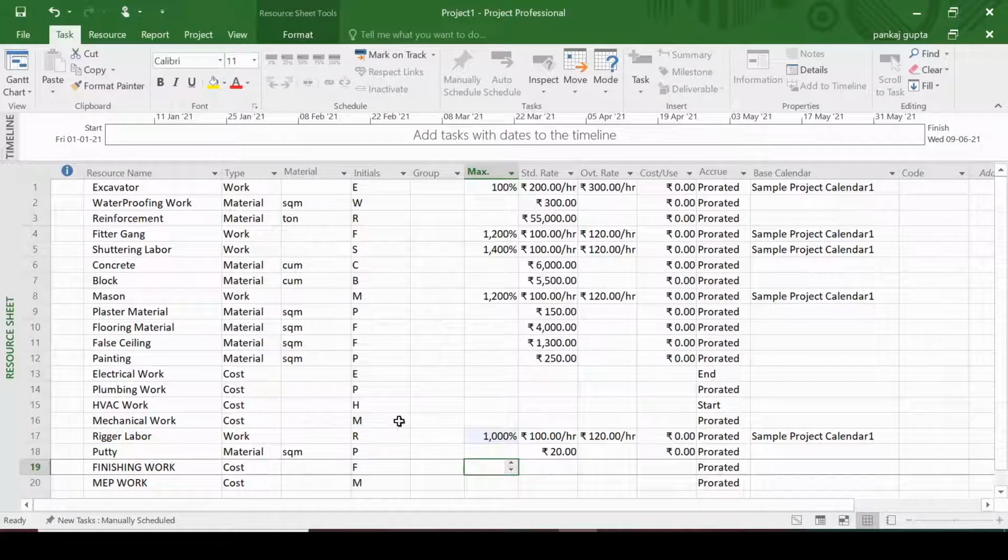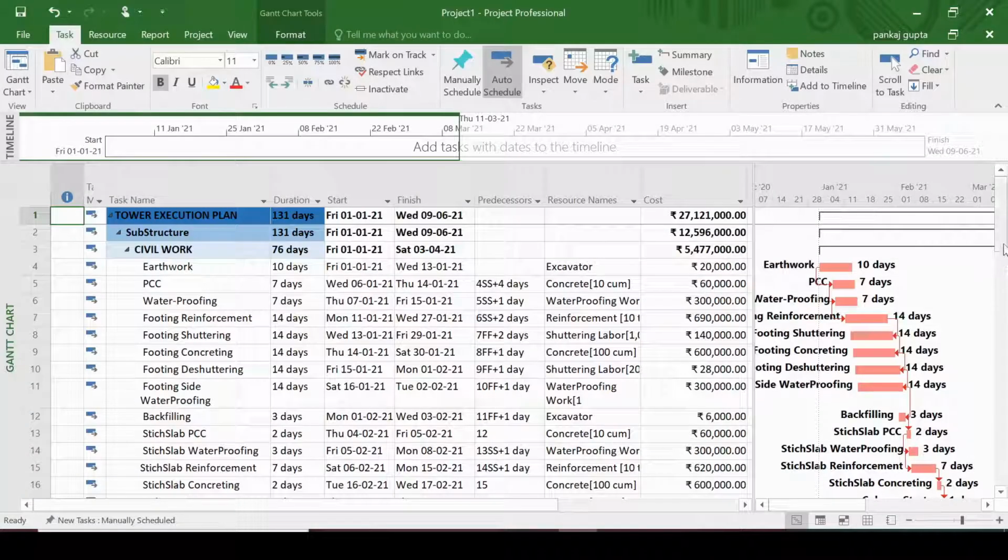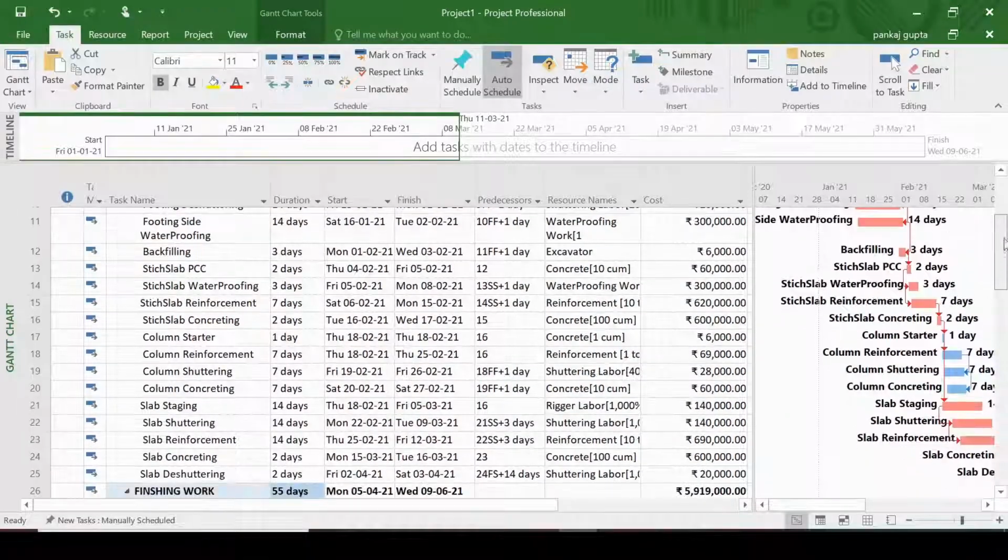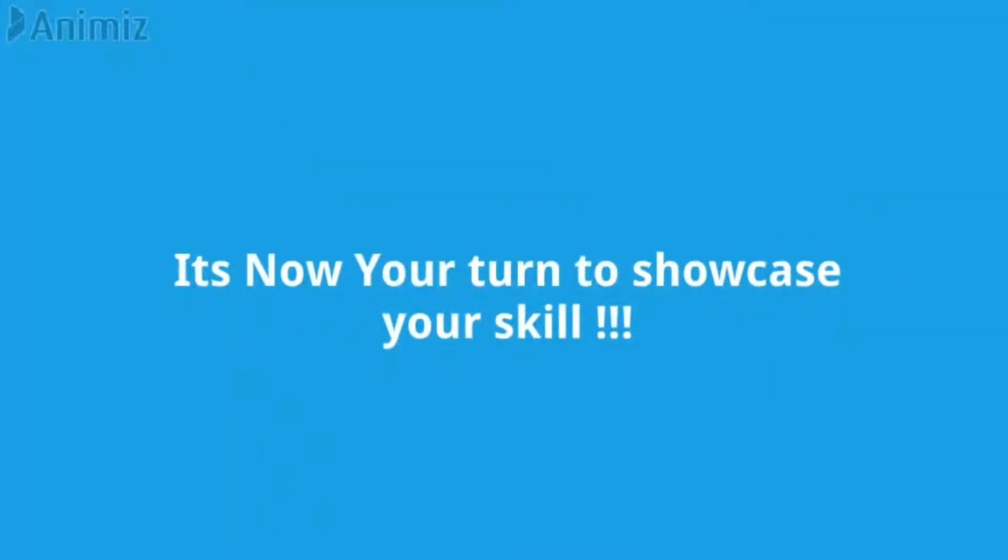Now the over allocation has been removed from all the 4 resources, and we have addressed the challenge of over allocation by providing the maximum resource as required by the project. It's now your turn to showcase your skill by analyzing your resources, to find which resources are overly allocated.